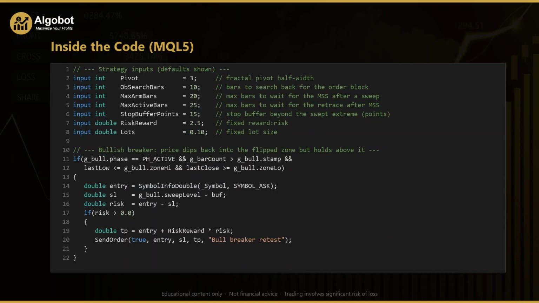When all of that is true, entry is read from the current ask price. The stop is the swept level minus the buffer. Risk is simply entry minus stop, and only if that risk is positive does the EA proceed. Take profit is entry plus RiskReward times that risk. Finally, SendOrder fires the buy. The bearish path, not shown here, is the perfect mirror of this logic.